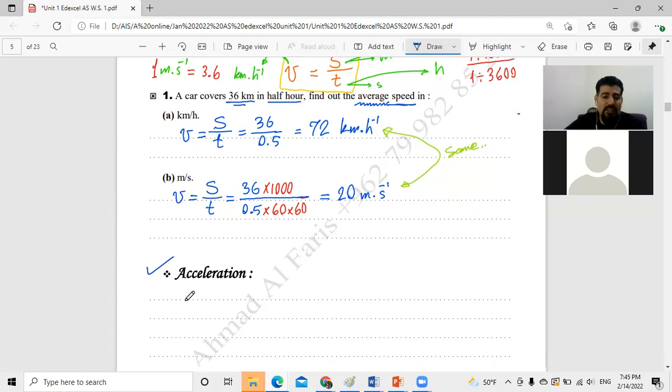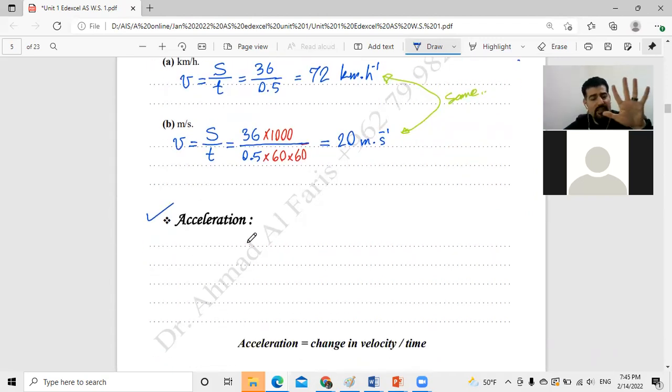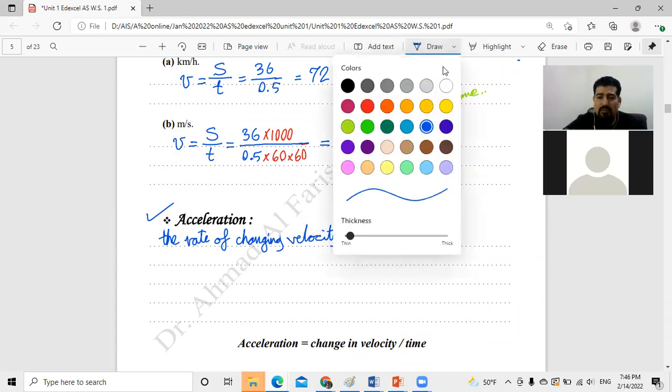Okay. So what's the definition of acceleration? The definition of acceleration is 5 words. The rate of changing velocity. Without mentioning changing, you will not get the mark because it's only 1 mark. The rate of changing velocity. The rate means per second, per time. Yes. The rate of changing what? Velocity. And why do I use the word velocity, not speed?